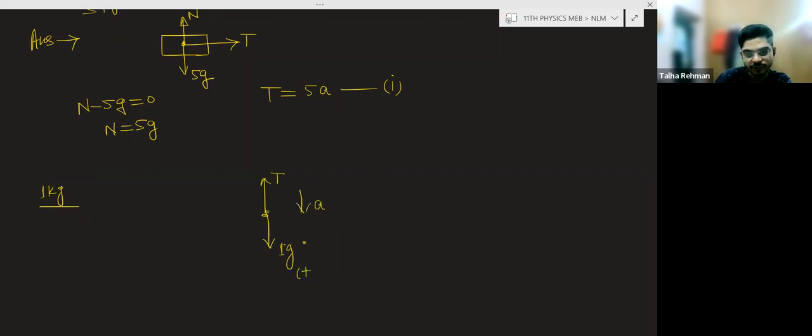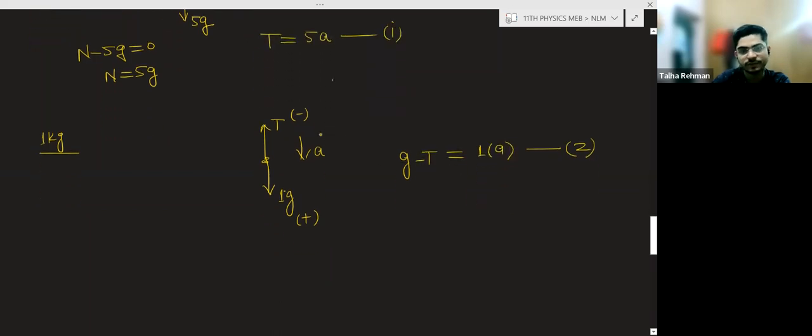So you will take this positive, you will take this negative. So you will write g minus T is equal to mass into acceleration. Mass is 1 kg, acceleration is a. This is your equation number 2. So what you will do, you will put T is equal to 5a here, and you will get the value.